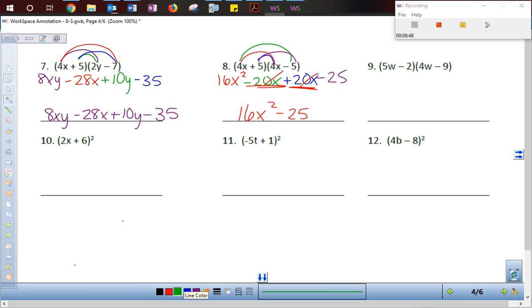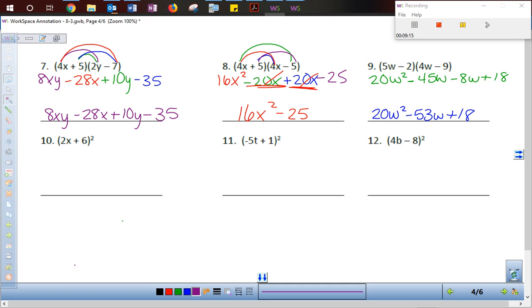Pause the video and try number 9 on your own. So when you multiplied, first you should have gotten 20w squared. Outside should have gotten you negative 45w. Inside is negative 8w, and last is 18. By combining like terms, you get 20w squared minus 53w plus 18.